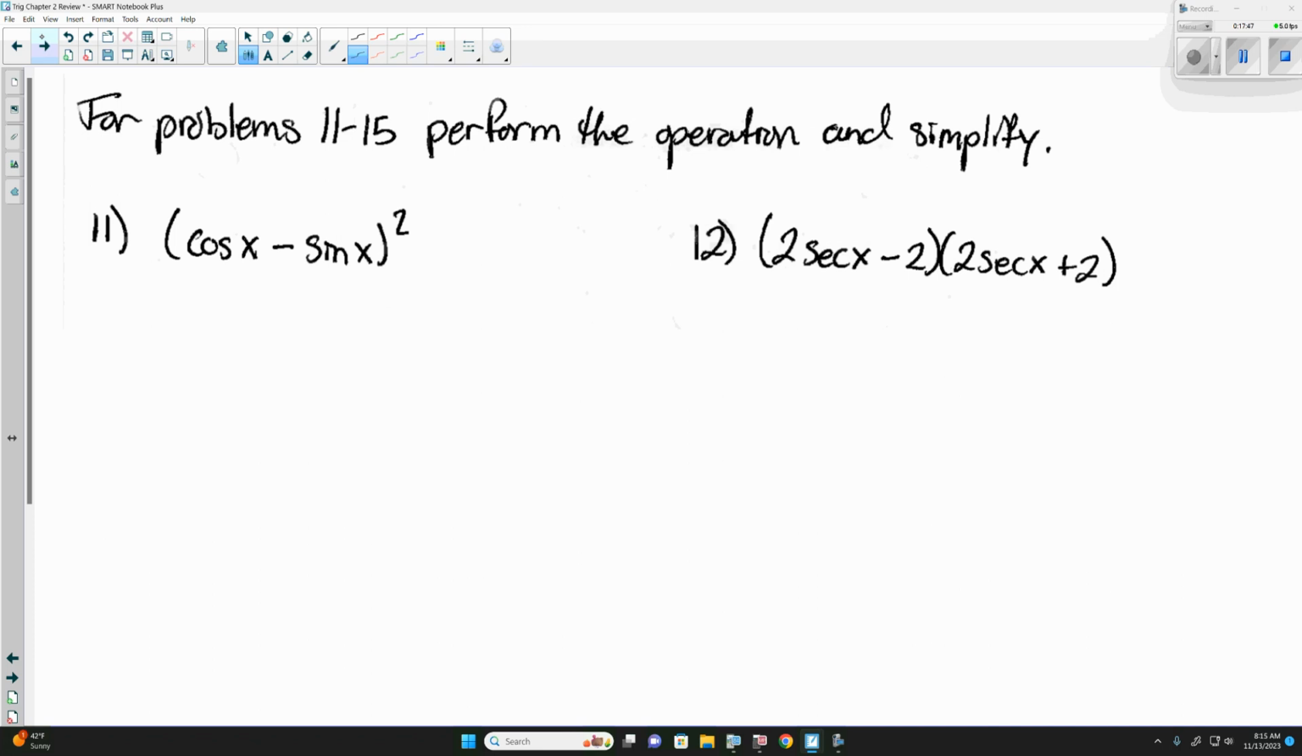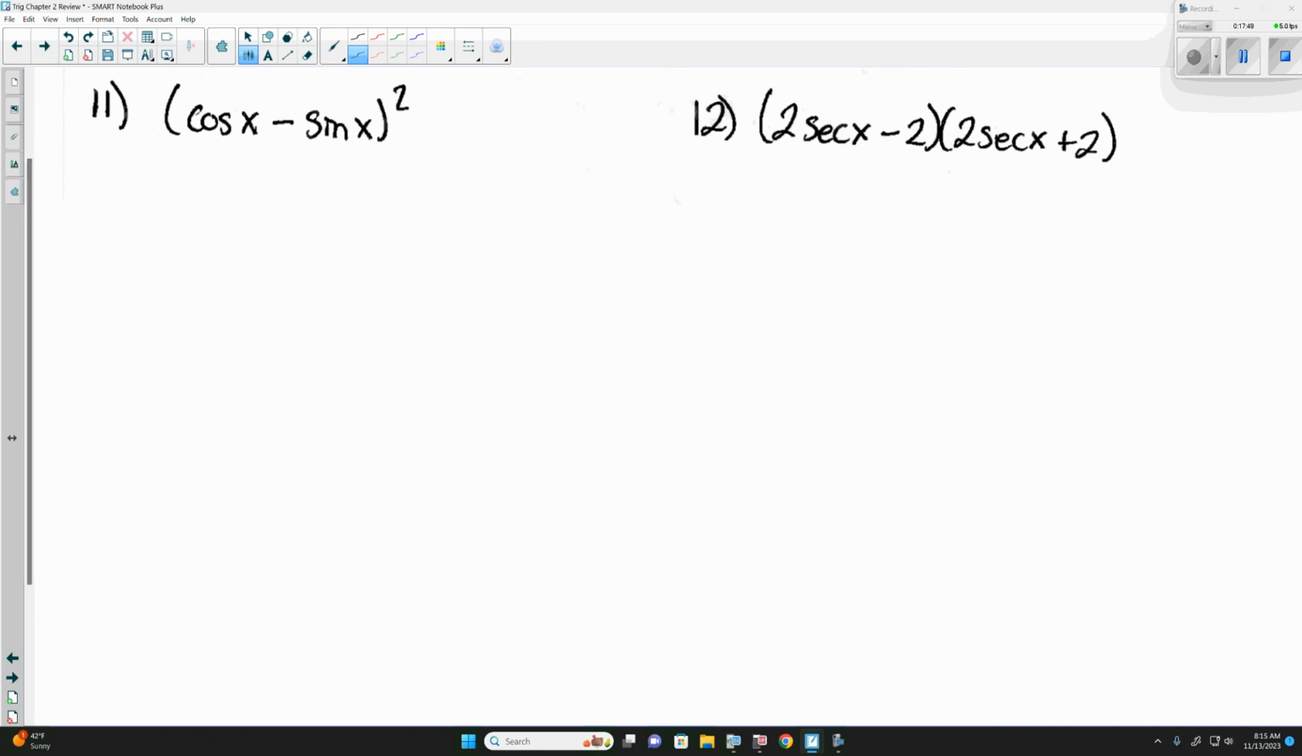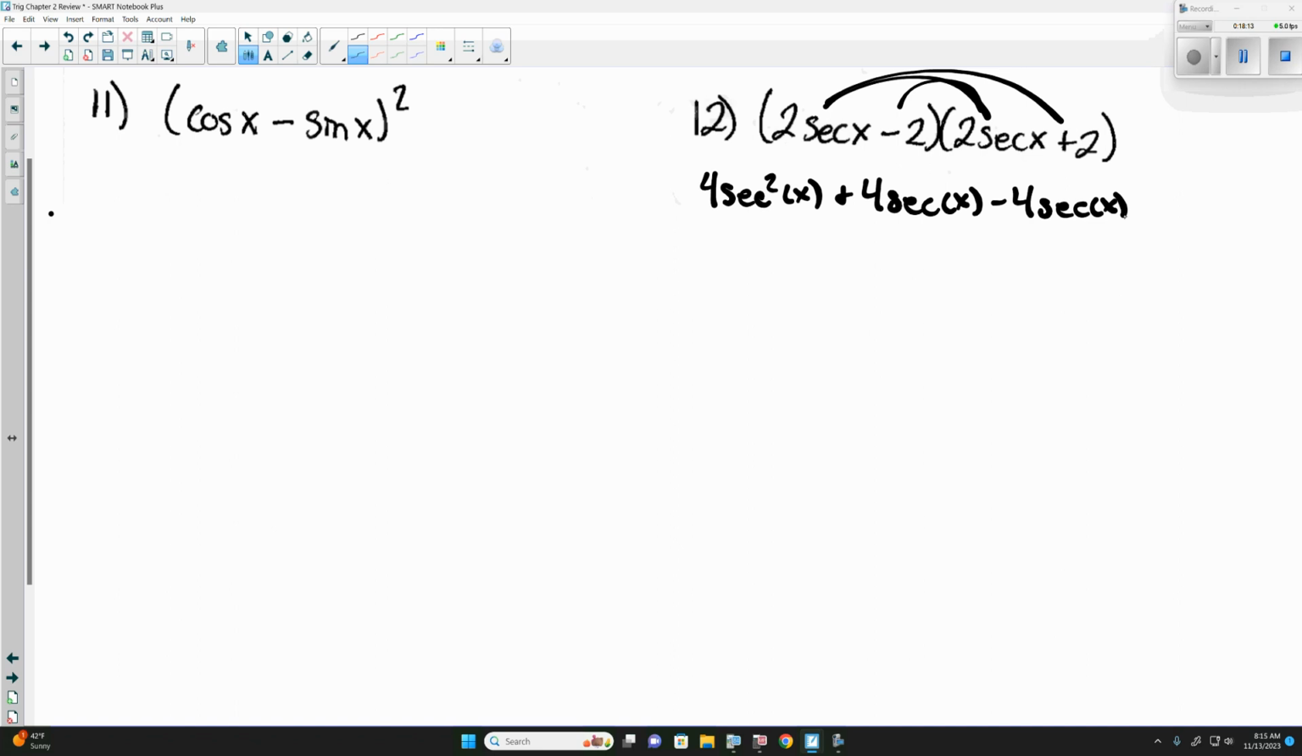12. So the operation that it's wanting us to apply is the distributive property, we're wanting to multiply through. So 2 secant of x times 2 secant of x is 4 secant squared of x. 2 secant of x times 2 is plus 4 secant of x. Negative 2 times secant of x is negative 4 secant of x, and negative 2 times 2 is negative 4.